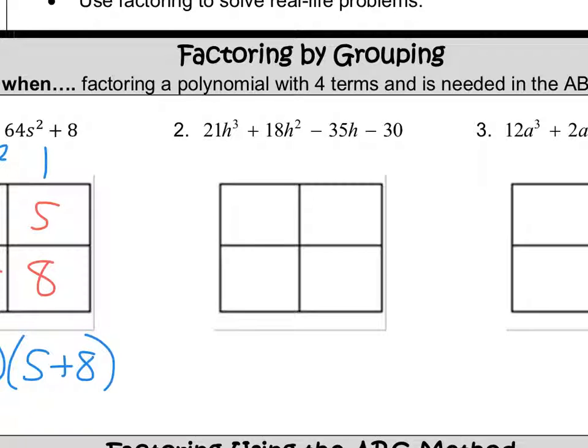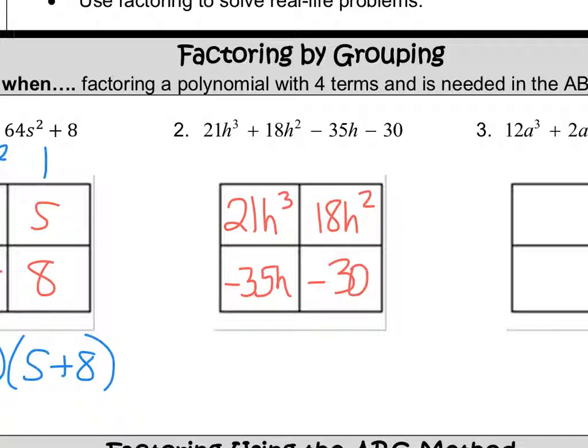Again, I'm just going to put my 4 terms into the boxes. So I've got 21h cubed, 18h squared, negative 35h, and negative 30.